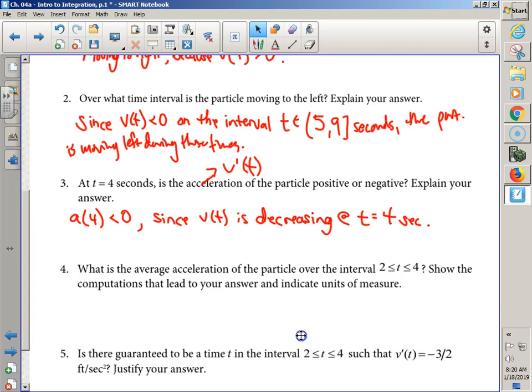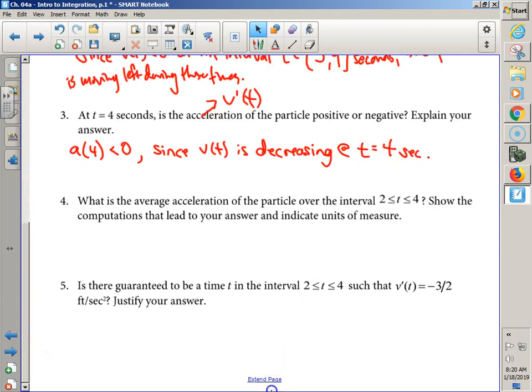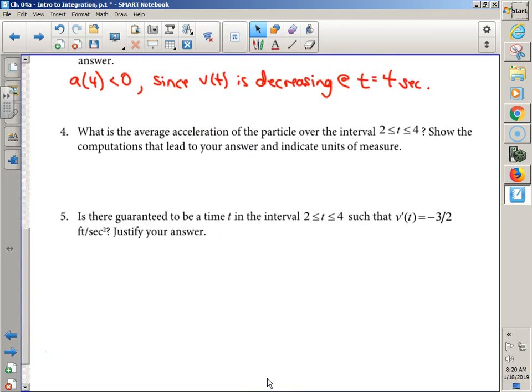Number 4, what is the average acceleration? Ooh, let's see what you guys did. Average acceleration. As soon as you see average, what should you at least somewhat be thinking? F of b minus f of a all over b minus a. But there is no f in this problem. I mean, there could be. I guess we could call it position. What's the average acceleration going to be?